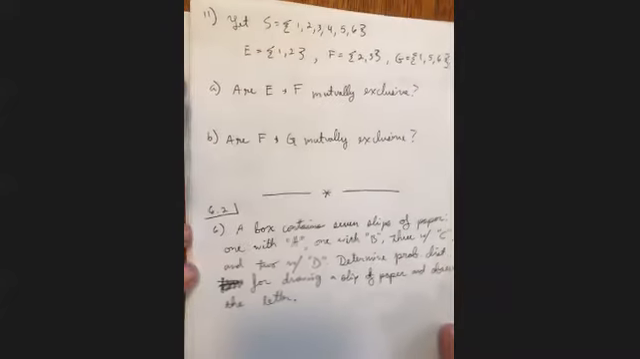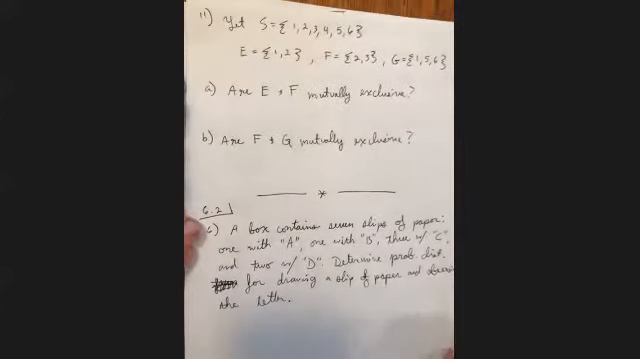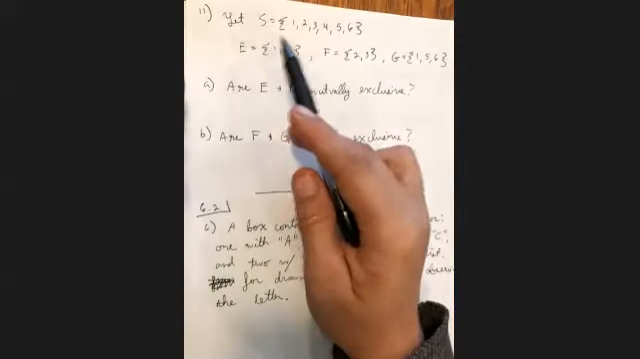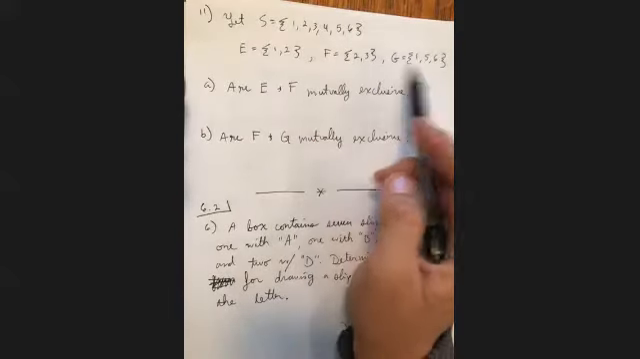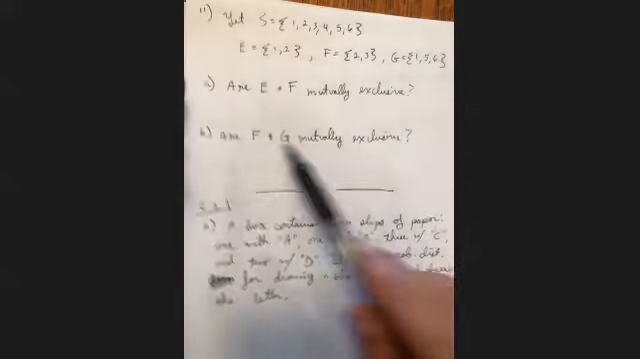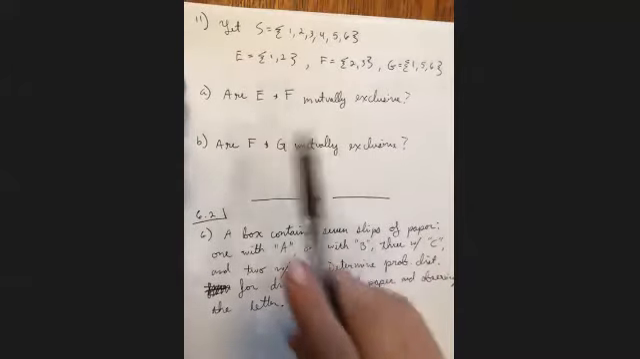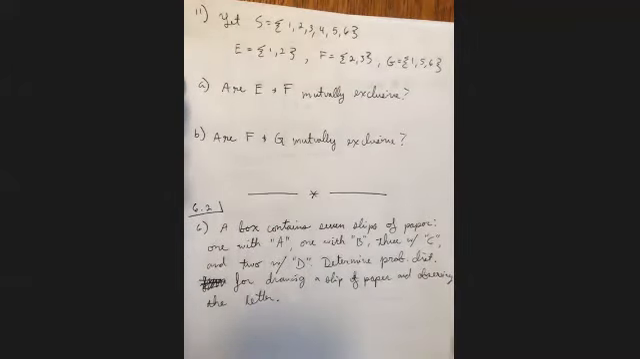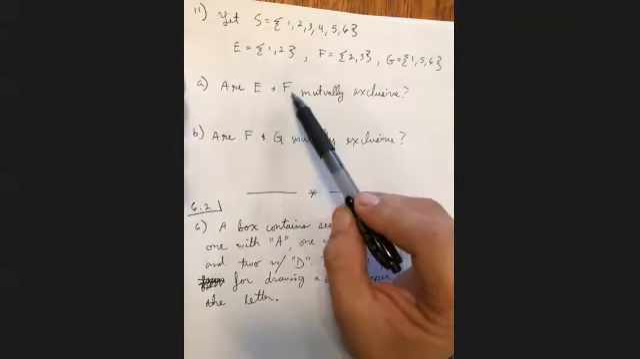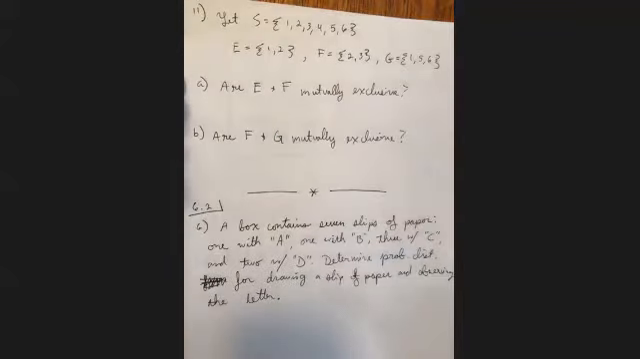All right, we're still in section 6.1. Looking at number 11. Here you've been given the sample space and 3 events within the sample space, and we're asked, are the events E and F and G mutually exclusive? Mutually exclusive. So remember what it means to be mutually exclusive. That means that the intersection of any of the 2 events in question is empty.